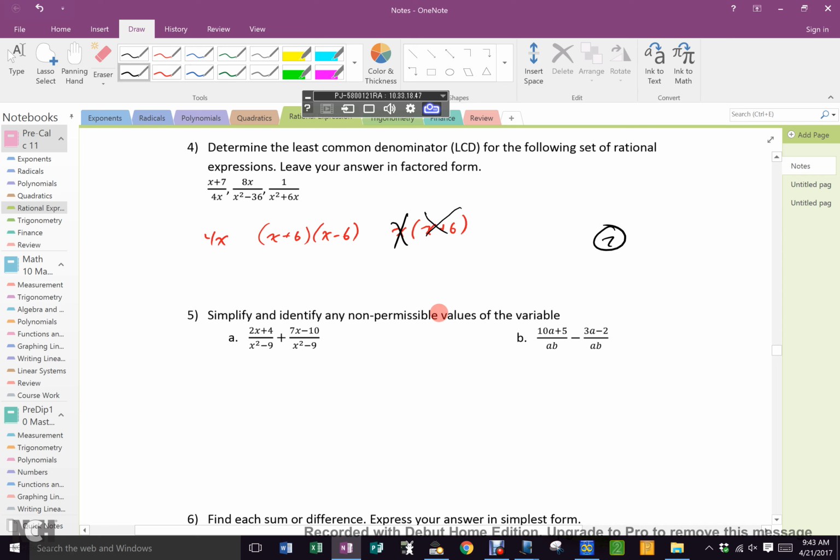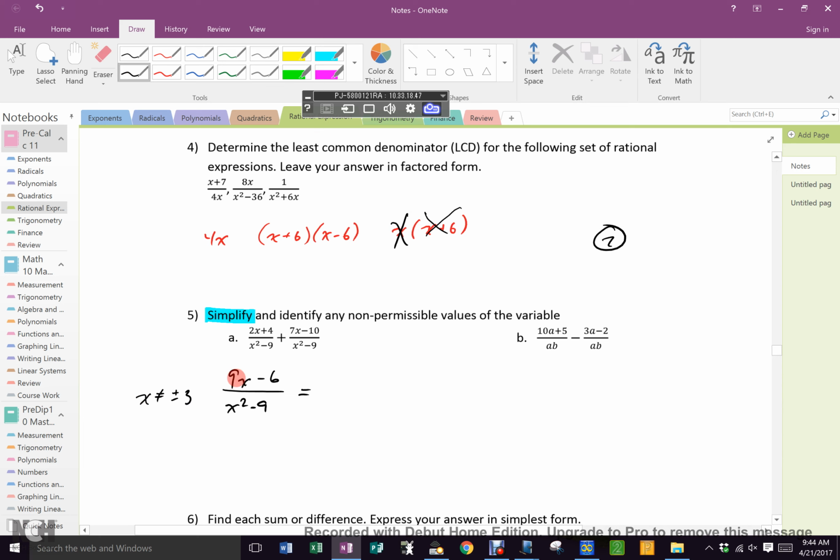Identify, simplify, and do your non-permissible values. So I'm going to add these. Are they already a common denominator? Yes or no? Yep. So all I got to do is add across the top. Yes? 2x plus 7x is 9x. 4 minus 10 is negative 6 over x squared minus 9. Now, simplify. That means factor everywhere I can. Yes? But first, I'm going to do my non-permissible values. X cannot equal plus or minus 3.